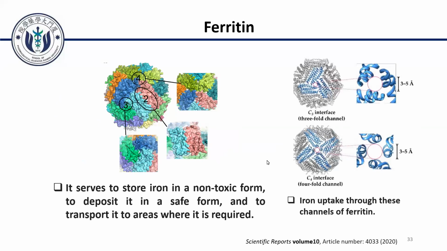So let's have a look at how the structure is arranged or self-assembled together. It has two-fold, three-fold, and four-fold channels, which have a pore size around 0.3 to 0.5 nanometer to allow the ions to go through and trap ions inside. It will be interesting to study how they release iron.